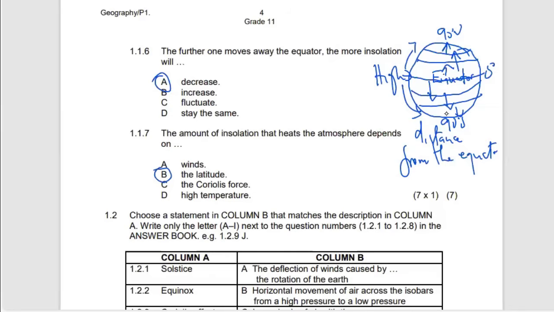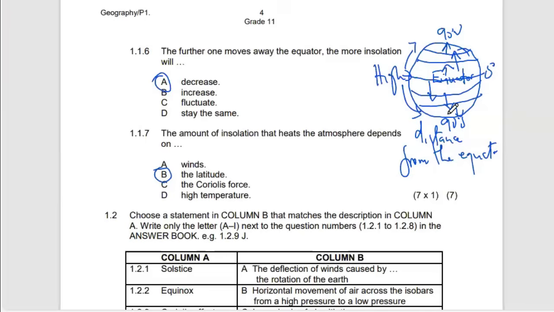One, because of the angle at which the sun hits the Earth's surface, and also because of the surface area that is heated by the sun, and also because of the distance that the sun's rays have to travel. They travel through a thick atmosphere where some of the heat is lost through processes like absorption and reflection.